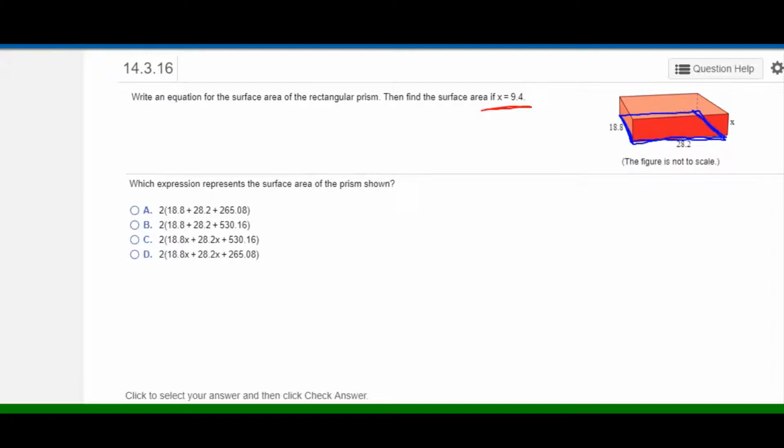Since the base is a rectangle, and the dimensions are 18 and 8/10 by 28 and 2/10, I can use base times height to find how many square units this figure encloses. It looks like it's going to be 500. I have to substitute these two numbers into my expression: 18 and 8/10 for the base and 28 and 2/10 for the height.